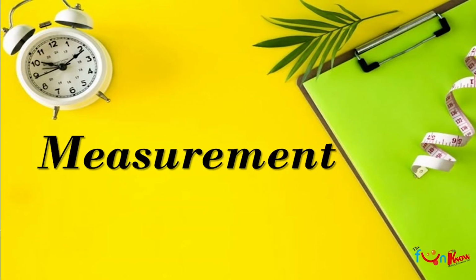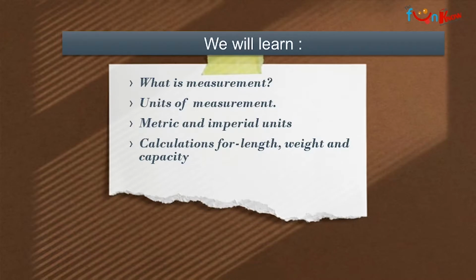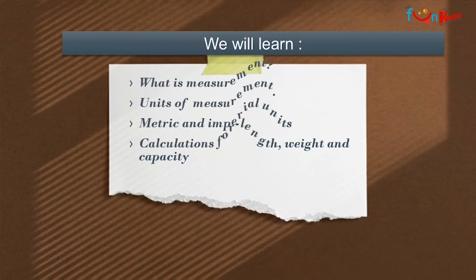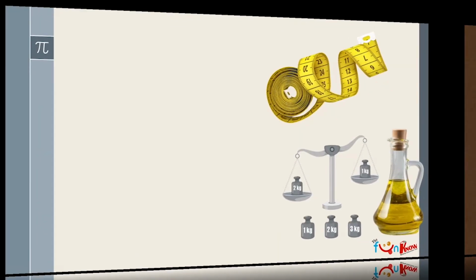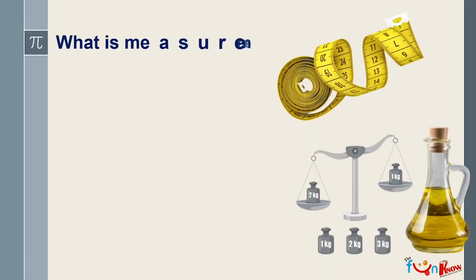Today we are going to study measurement. So students, let us see what we are going to learn in measurement. First, we'll see what is measurement. Next, the units of measurement. Third, we are going to see the metric and the imperial units. And the fourth one, we'll see the calculation of length, weight and capacity. So, students, let us understand each of the topics in detail.